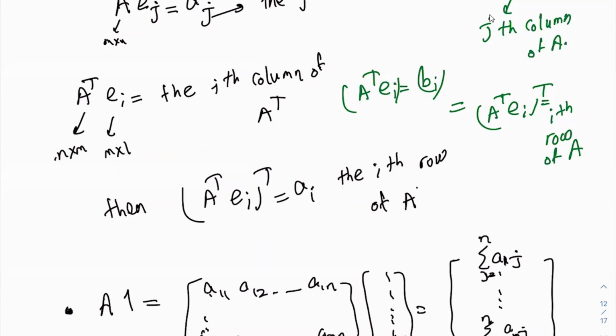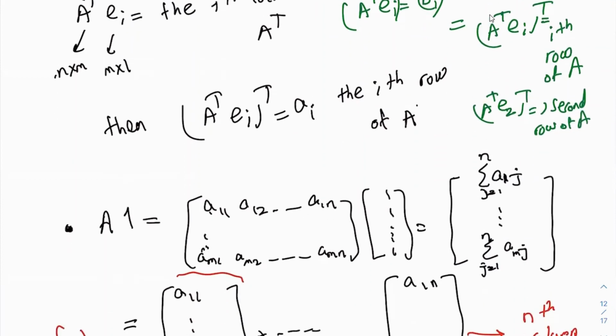But what about the second row of A? What you do is first calculate A transpose, and then multiply by e_2, and then take a transpose. So for example, (A transpose e_2) transpose gives you the second row of A. That's very important to know, to be very fluent in how to get the ith column of A and the ith row of A. Getting the row is a little bit more complicated.